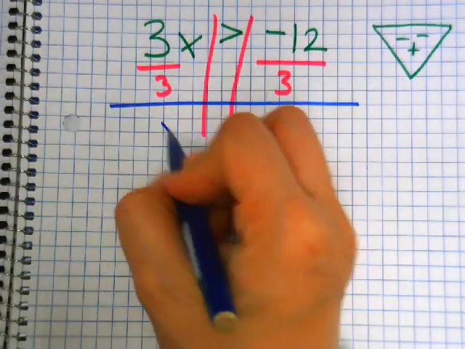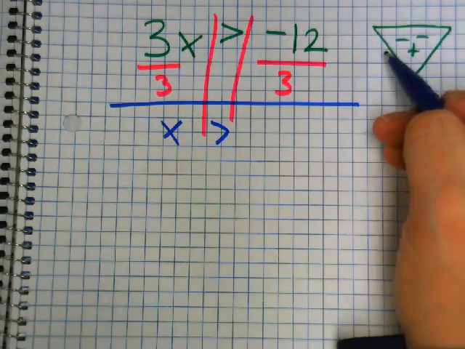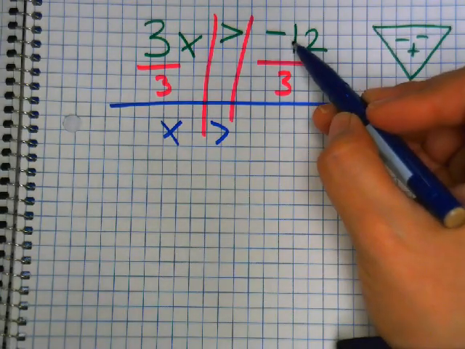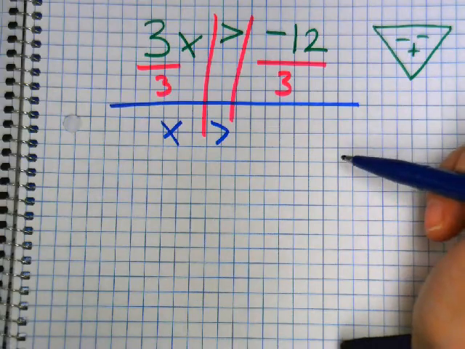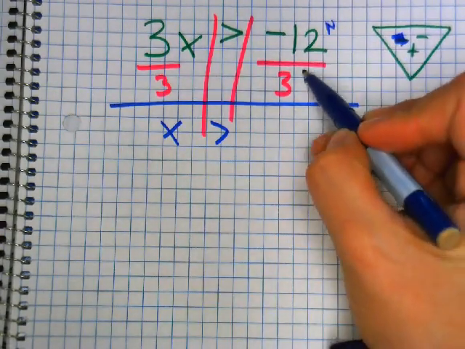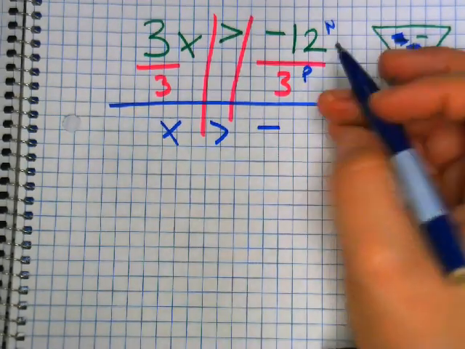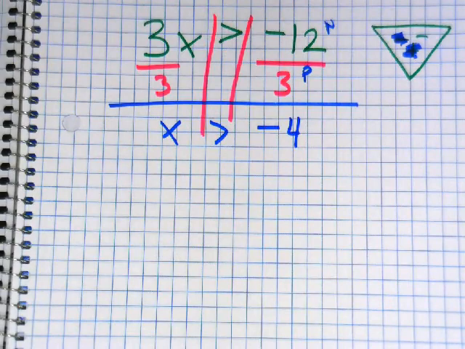So you have x is less than. Now we're going to use a Dorito man. Every time you see a negative number in division or multiplication, think of Dorito man. This is a negative, so cross out the negative. This number is a positive, cross out the positive. So we have negative, and then 12 divided by 3 is 4, so negative 4 is your answer.